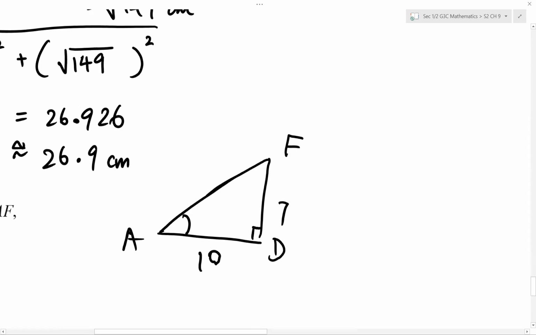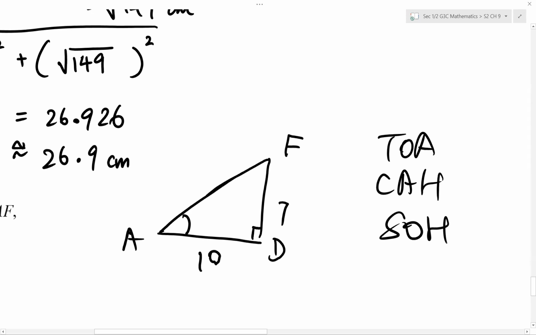So now we are not going to be using Pythagoras, because Pythagoras is going to give me the length of AF. It's not what I want. I want the angle. So I have to bring in trigonometry straight away. We need to decide which one to use, and we decide based on the information that we have.